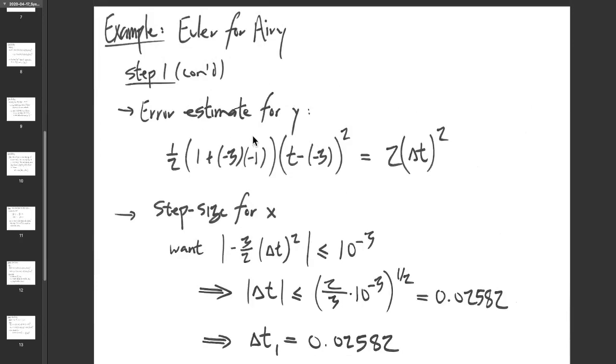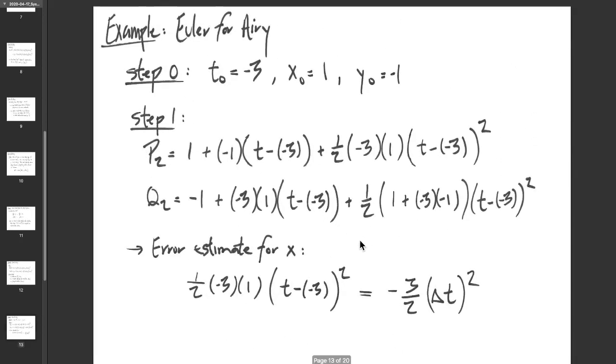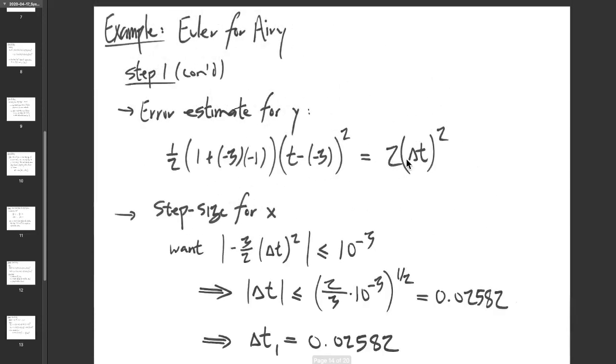The error estimate for y, similarly, is that highest degree term in the Taylor polynomial for y. So it's this guy here. And I'm going to go ahead and simplify that. 1 plus 3 is 4, divided by 2 is 2. And again, I'm calling t minus the current time value just delta t. So we get 2 delta t squared as our error estimate for y.